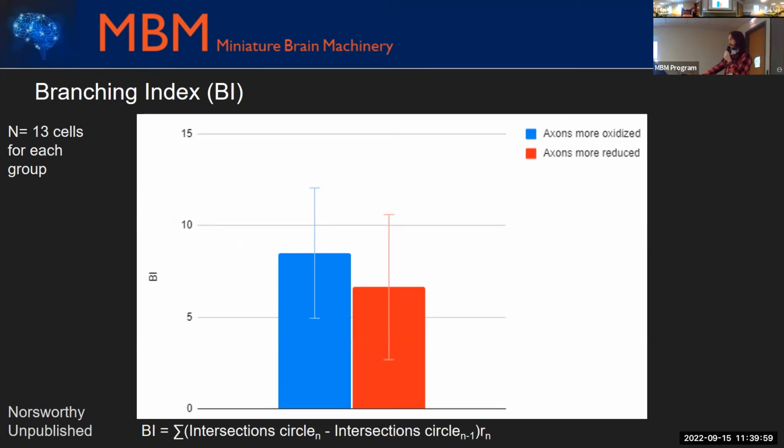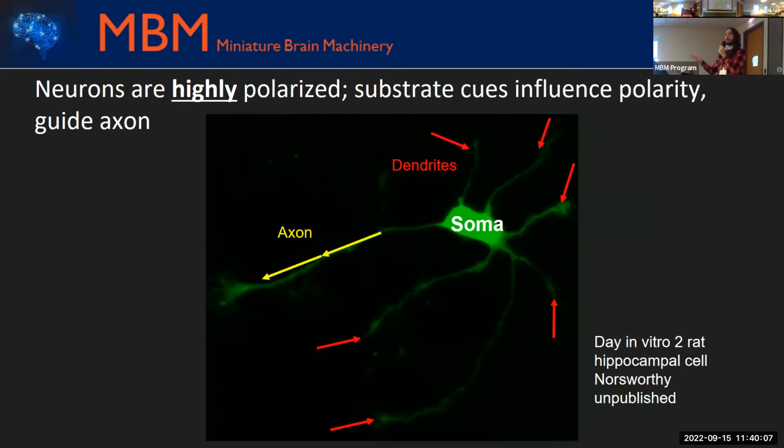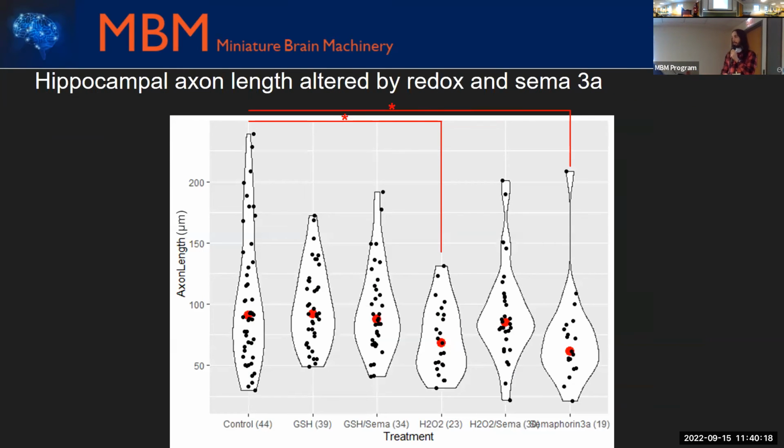However, what that does answer is whether there is equal sensitivity to redox environment with or without the semaphorin. When we think about neurons, we think about them being highly polarized, and substrate cues influence the polarity and guide axons as well. So the first thing we did was look at hippocampal axon length, after a 24-hour bath with either glutathione, which is reducing, or hydrogen peroxide, which is obviously oxidizing, with or without semaphorin, to see whether overall axon length is altered.